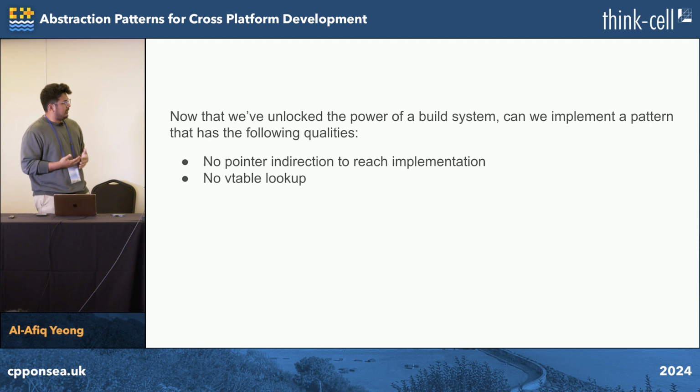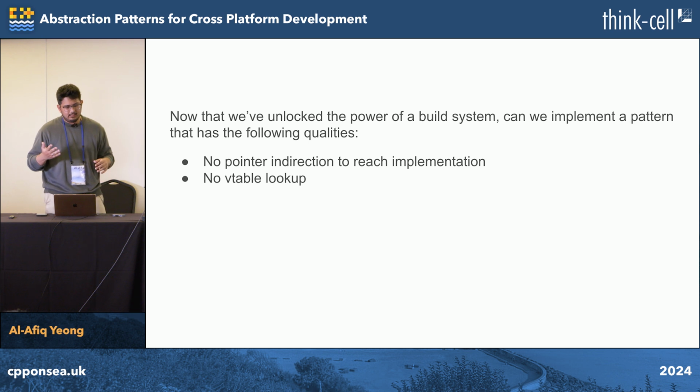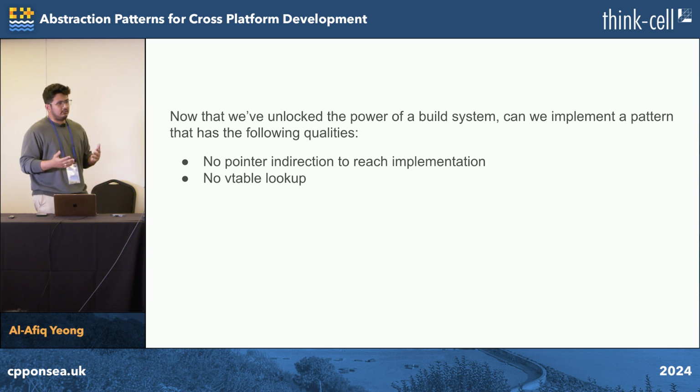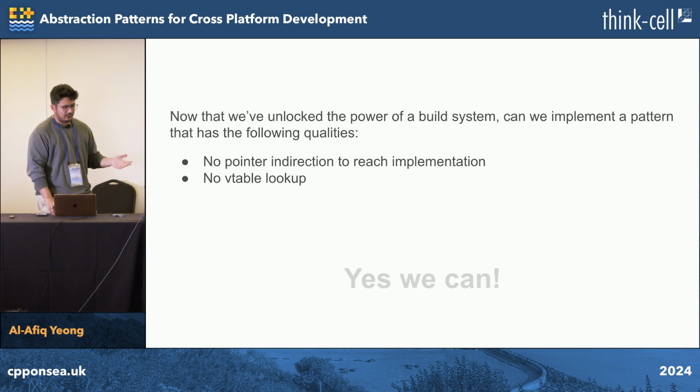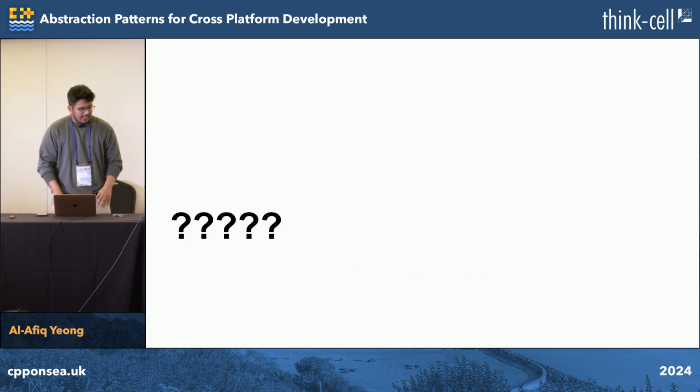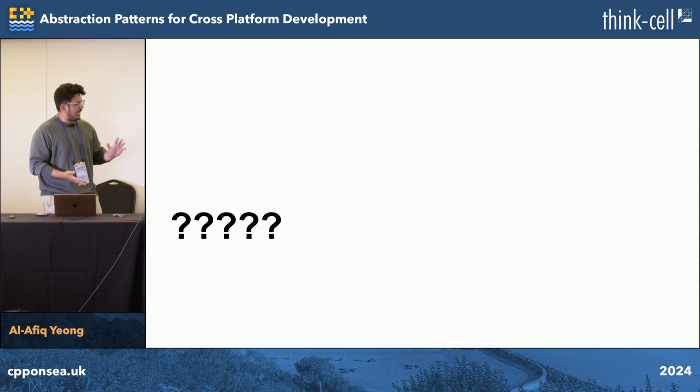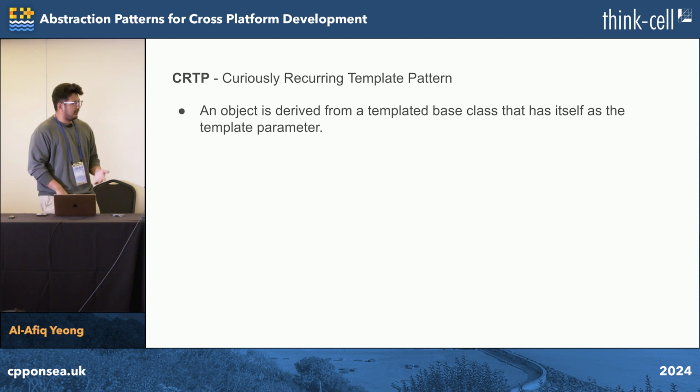So now that we've unlocked the power of a build system, can we implement a pattern that has no pointer indirection to reach the implementation and no vtable lookup? Well, the answer to this is yes, we can. So enter the mysterious pattern that I don't have a name for, but it is heavily inspired by CRTP, right?